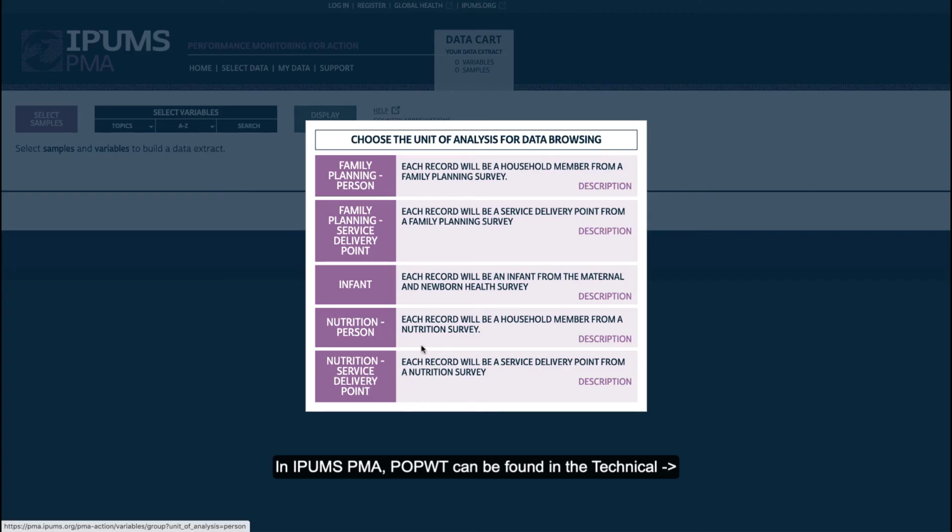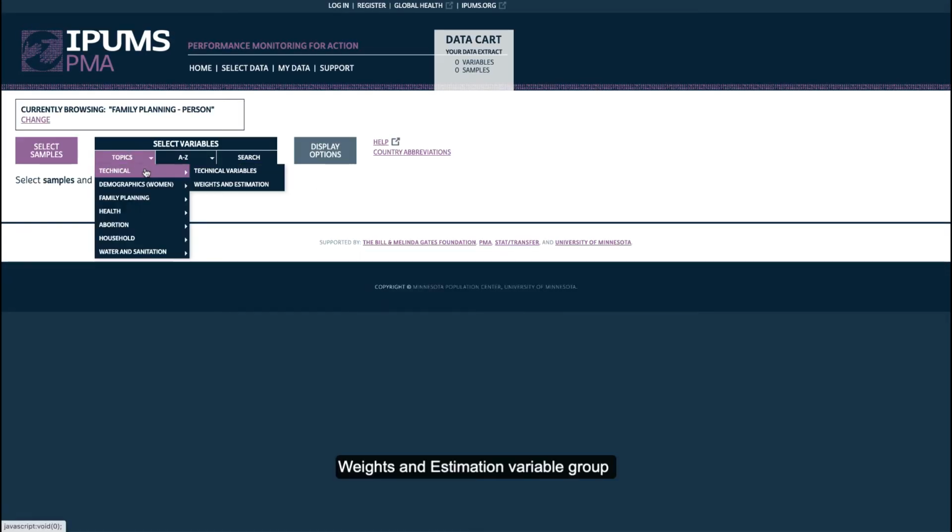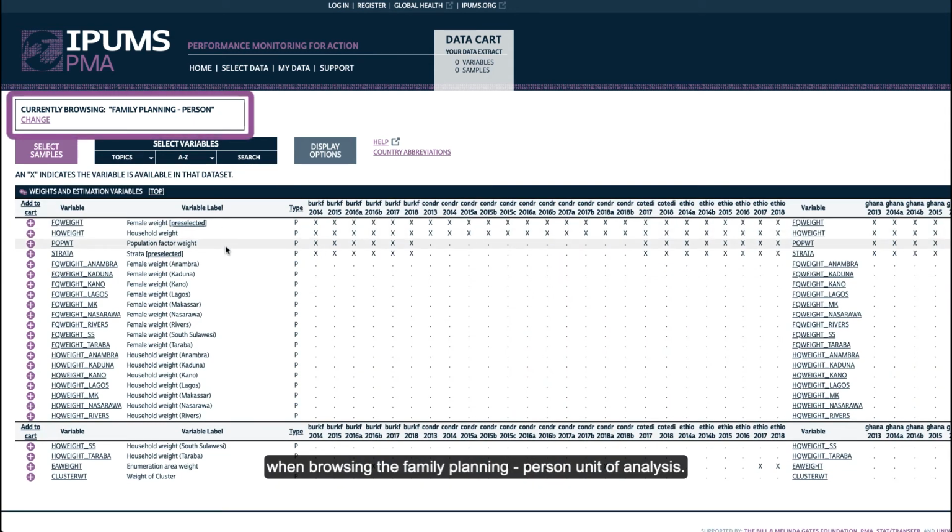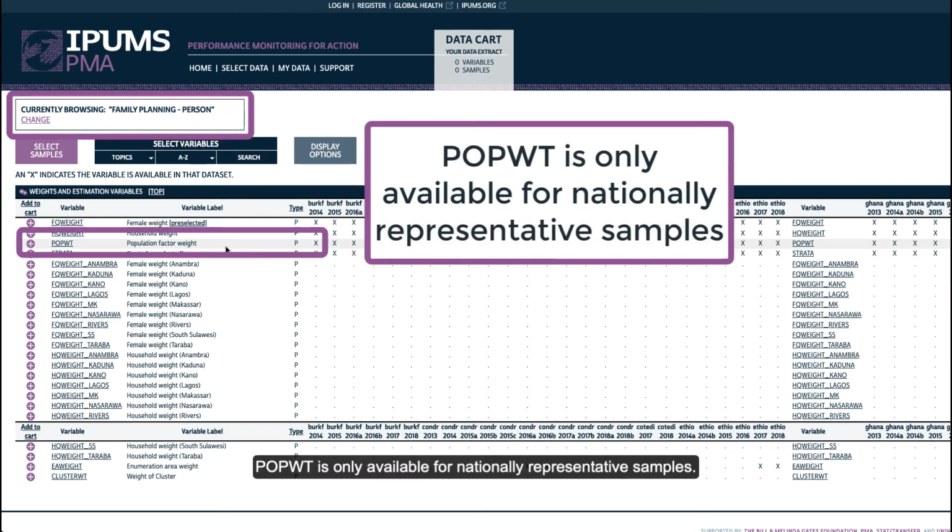In IPUMS PMA, POPWT can be found in the technical, weights and estimation variable group when browsing the family planning person unit of analysis. POPWT is only available for nationally representative samples.